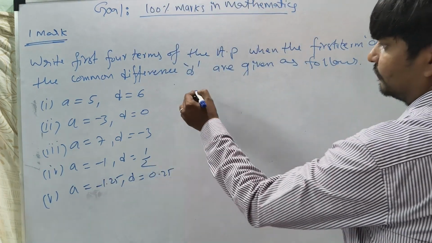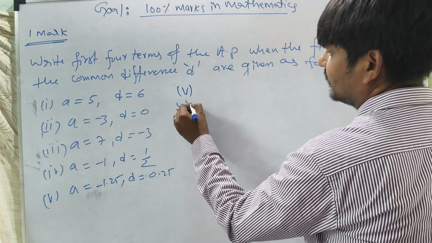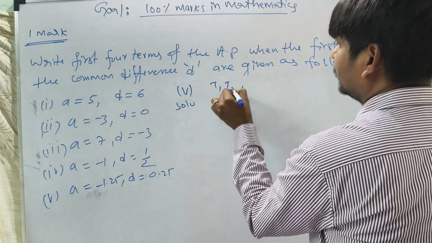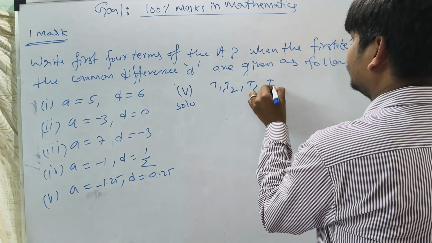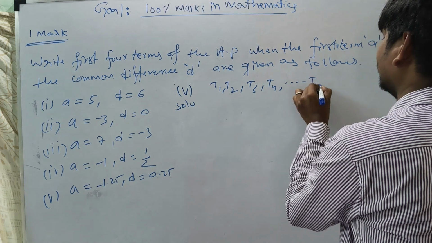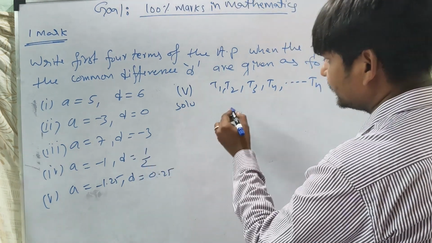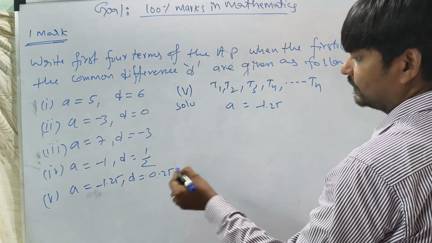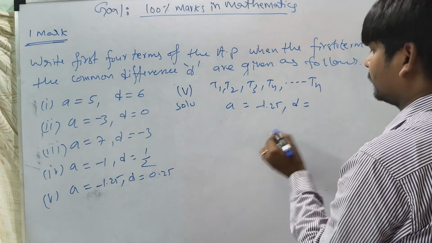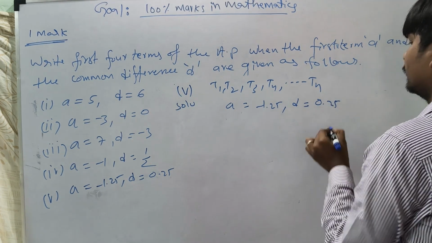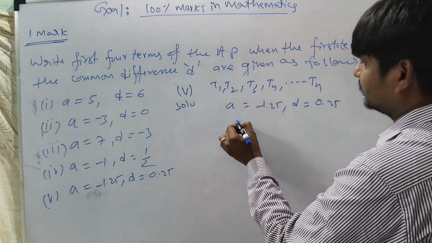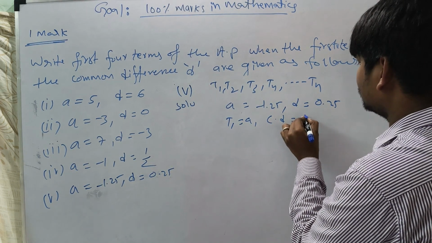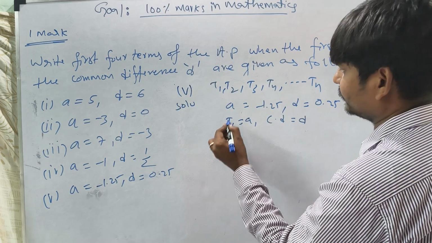Now we will discuss the fifth question also. Solution for the fifth question. See here. What is given? T1, T2, T3, T4 and so on Tn. Now see here. A is given as minus 1.25. D is given as 0.25. Okay. Now here T1 is nothing but A. Common difference CD is nothing but D. Now substitute the values here.